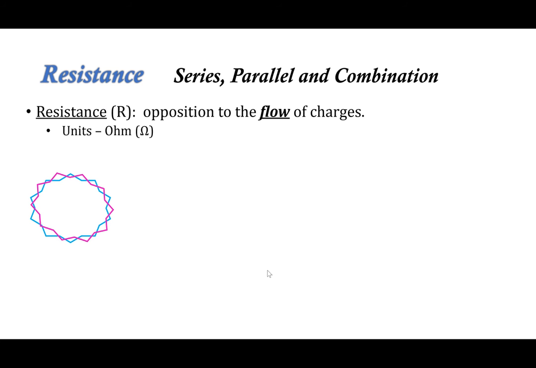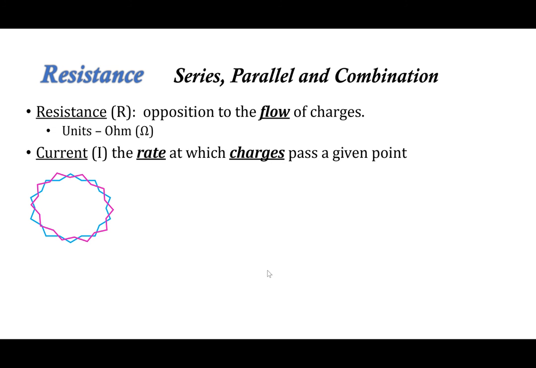Resistance, which is represented by a capital R, is an opposition to the flow of charges, and its units are ohms, which is a capital Greek omega. Current, I, usually it's capital I, lowercase i is possible too if you're talking about a current that is going in one direction and then branches off into smaller ones. Sometimes those will be listed as lowercase i's, but in any equation that you're going to see, it's going to be capital I, which is the rate at which charges pass a given point.